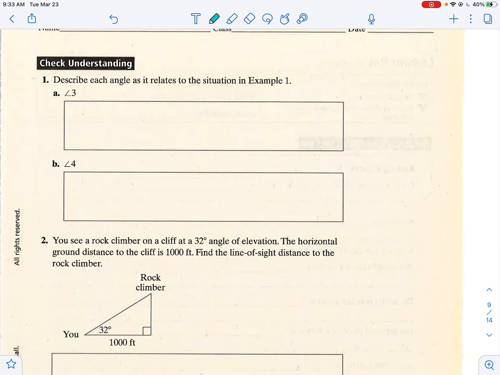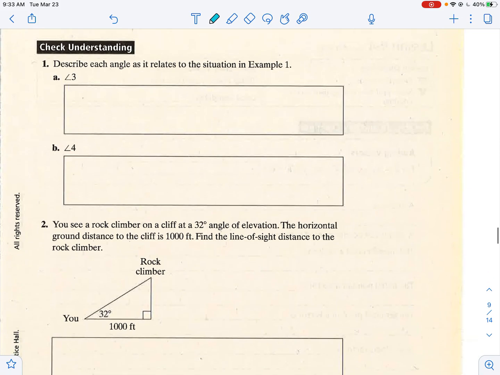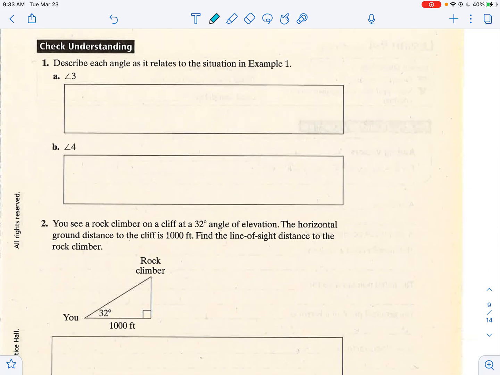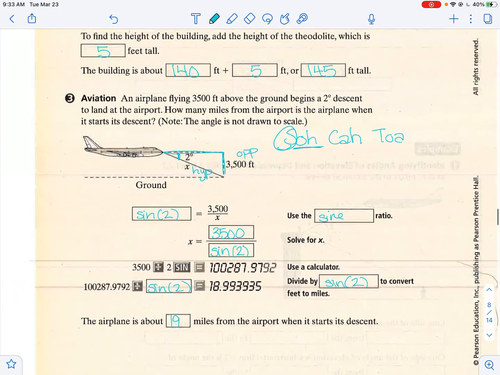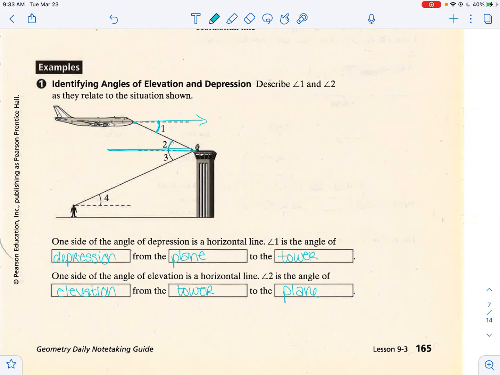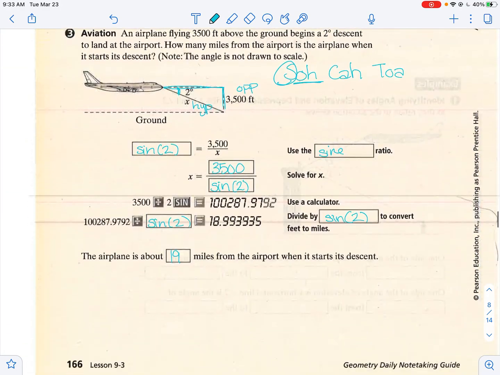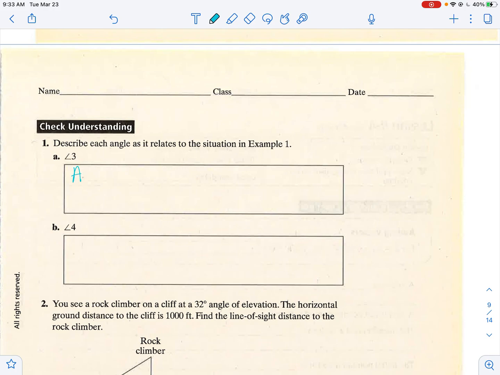Okay, there are some check for understanding problems, and we are going to go through them together. Feel free to pause and answer the questions and then check them with me after you're done. So describe angle 3 in example 1. So if we go back to example 1, we're looking at angle 3. Well, from this horizontal line, it goes down, so it's an angle of depression, and that goes from the tower to the person. So we're going to say angle of depression from tower to person.